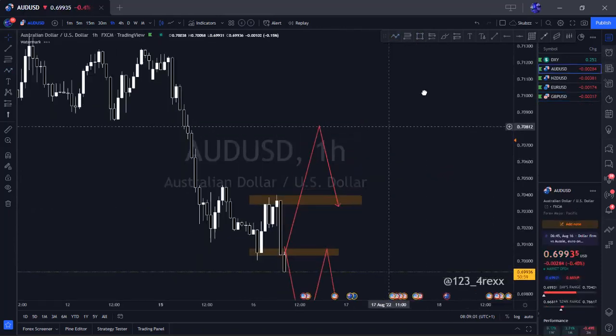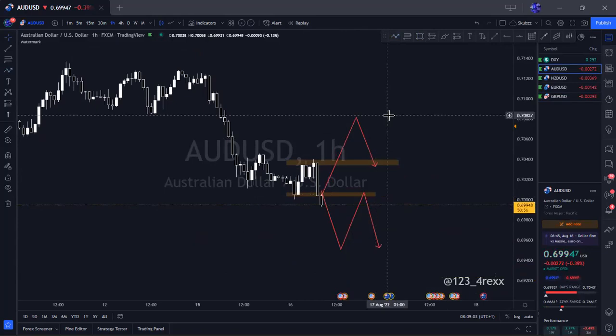I've finished looking at my pairs. What pairs do you guys want me to take a look at before we go?